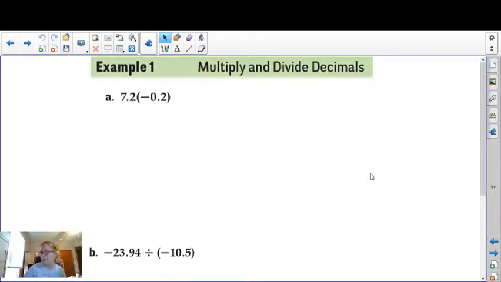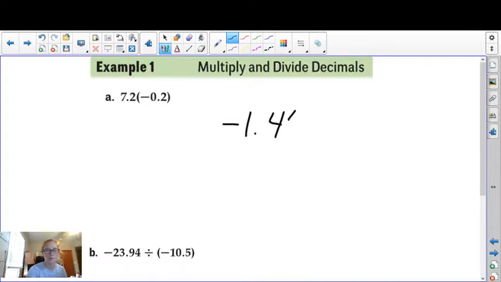So we're just going to go ahead and grab our calculator. For this, we won't ever really need to know the long way. If you'd like to learn how to do it the long way, come and ask me, and I will show you on our own time. So 7.2 times 0.2 with a negative sign in front of it, and that will give me negative 1.44.